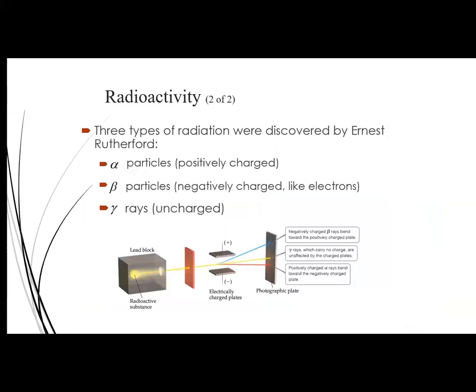So there's three kinds of particles that we kind of generally talk about. One are alpha particles, which are going to be positively charged. One are beta particles, which are going to be negatively charged. And the third one is going to be our gamma rays, which don't have a charge, but they have a lot of energy with them. So Rutherford kind of classified these three types of radiation.